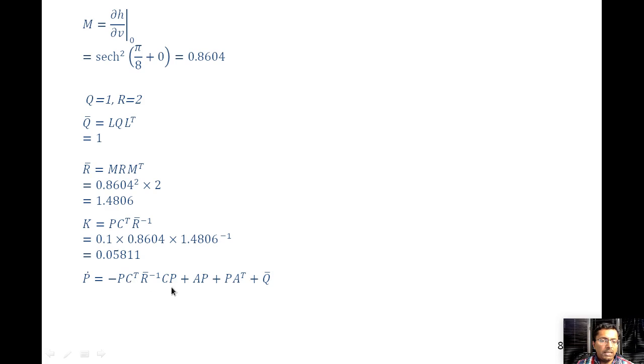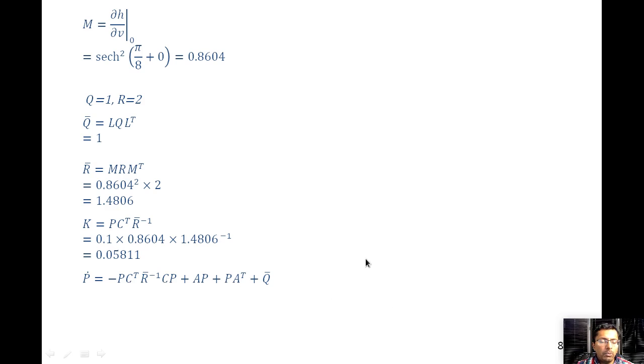This comes to 1.4806. So we can substitute and calculate the value of K, which is P C transpose R bar inverse. P is given to us. C transpose we just calculated. It was actually equal to the same value as here, 0.8604. And then R bar we just calculated over here. So this comes to 0.1 times 0.8604 times 1.406 inverse. This comes to 0.05811.